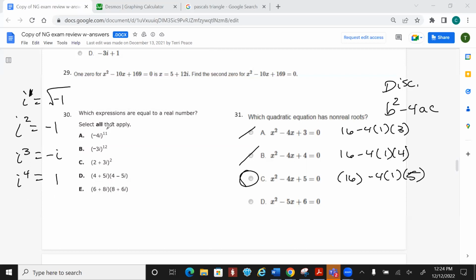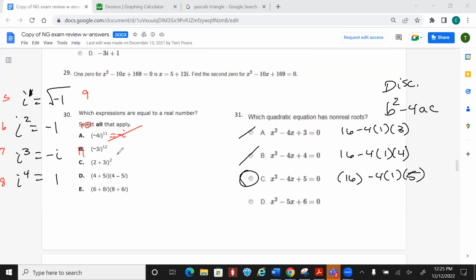Okay, i to the 11th power. Basically what you're going to do is repeat this process over and over again. So this would be the 5th, this would be the 6th, this would be the 7th, the 8th, the 9th, the 10th, and the 11th. So this is going to give me negative i. And whatever the number is, I'm not taking -4 and raising it to the 4th power.